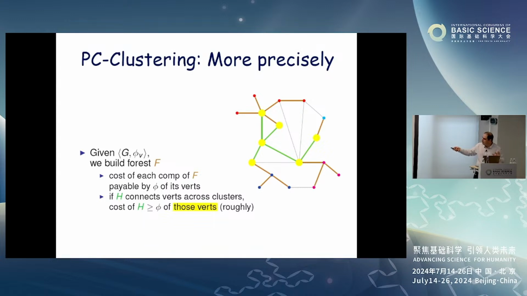You have some nodes from different trees. For example, this guy. Then the connection costs more than their budget. So in some sense, it's not a smart way to bring these guys together. That's essentially the intuition.